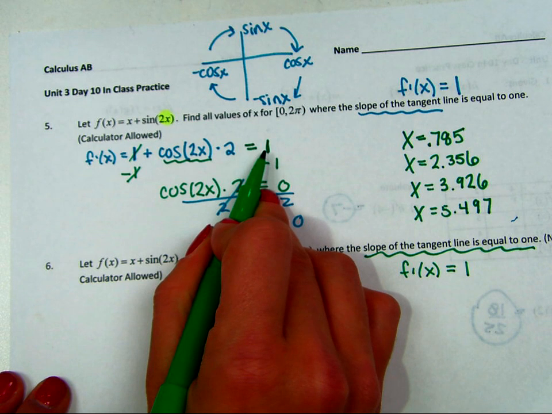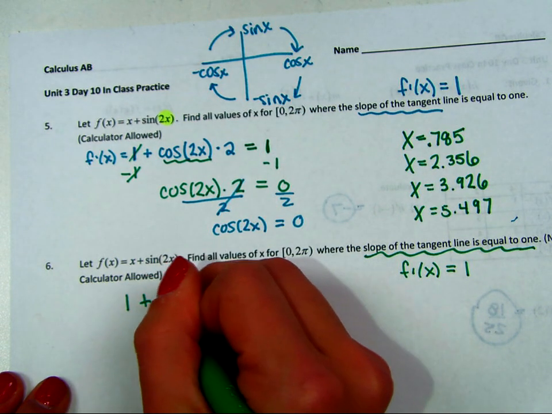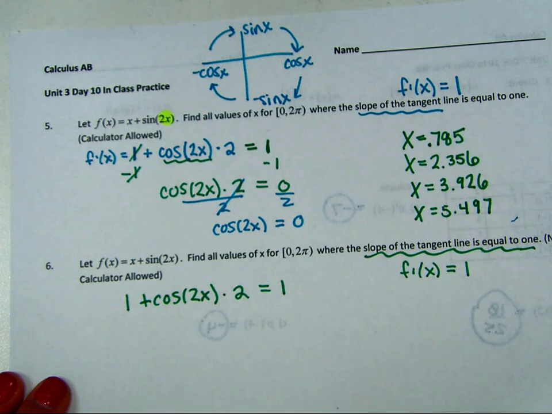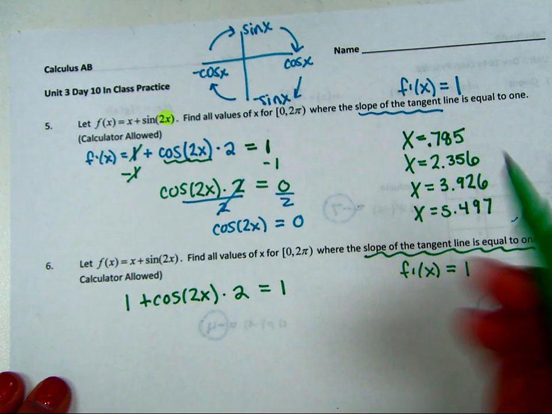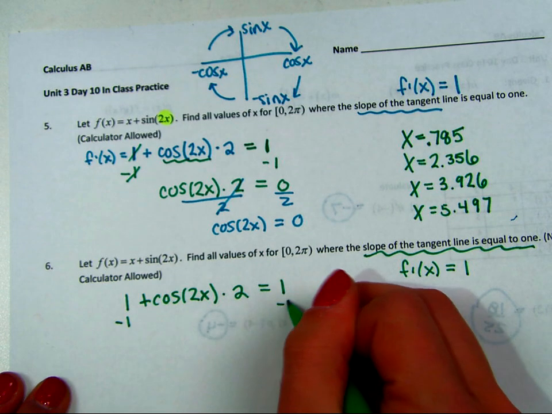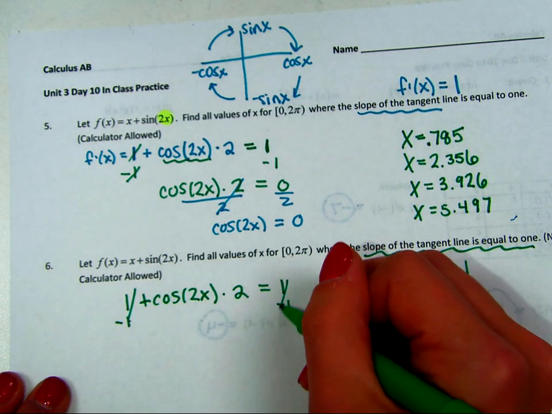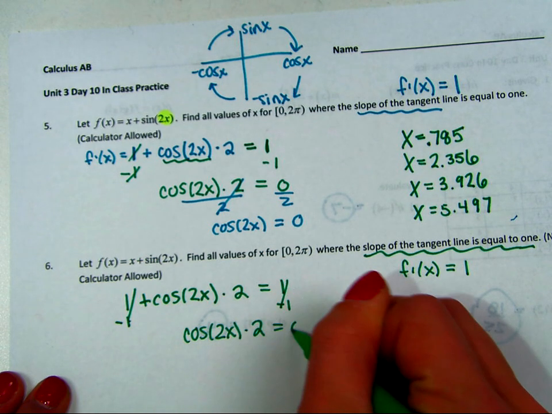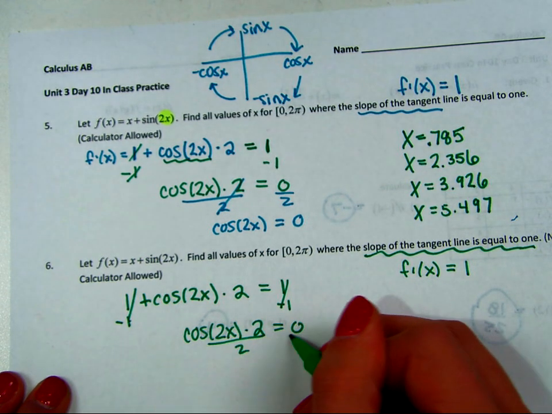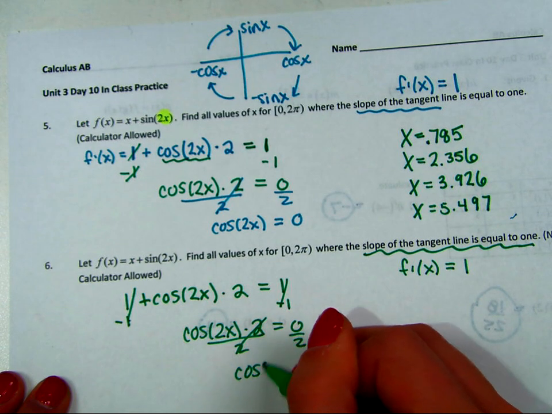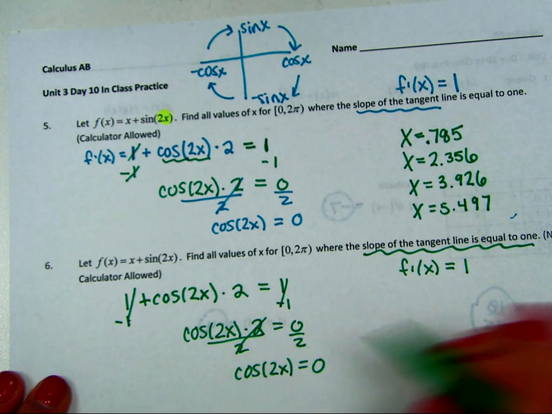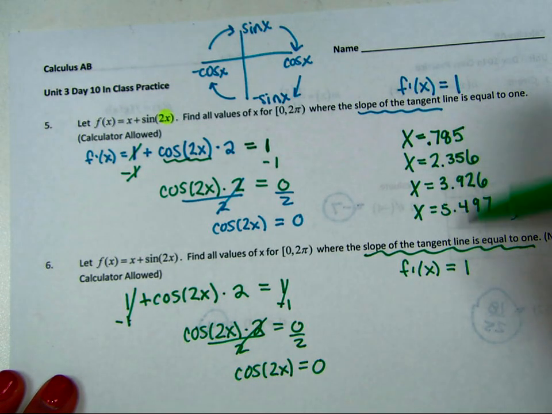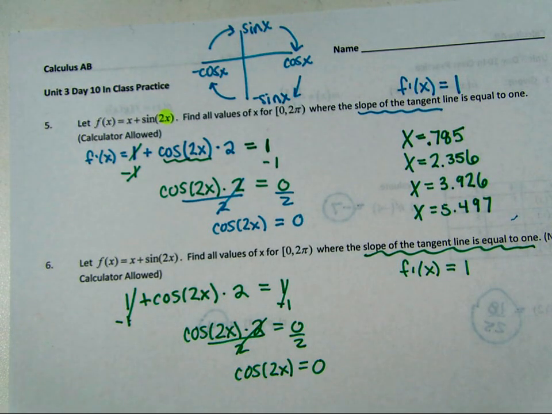Our f prime was 1 plus cosine of 2x times 2 equals 1. We'd still solve it the same way. We're not allowed to use a calculator, so these cancel. Cosine of 2x times 2 equals 0. Divide the 2 out. Really what we're doing is cosine of 2x equals 0, and this is the step where we just graphed this on our calculator and found these answers. Here we need to do it by hand like we did in the warm-up.